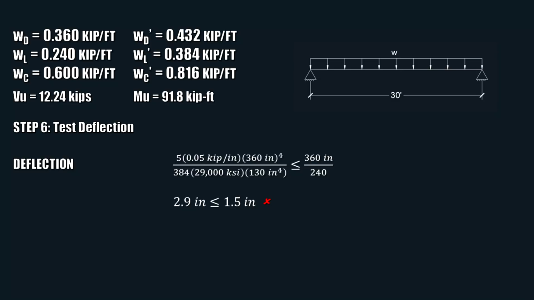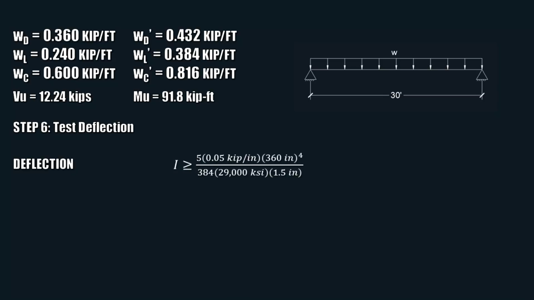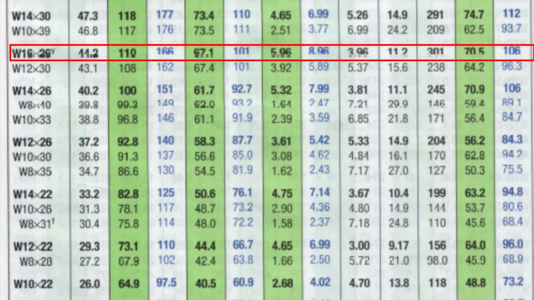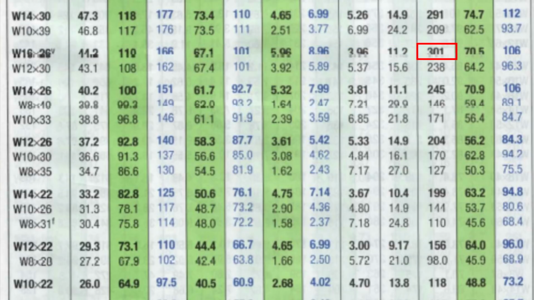So we need to pick a stronger one. Through the magic of algebra, we can find that Ix must be greater than or equal to 251 inches to the fourth, so we head back to our steel manual and select a new beam. This W16x26 seems to fit the bill, with an Ix of 301 inches to the fourth. And since it's a stronger beam than the other one, we don't have to go back and recheck shear and moment, since we already know it'll pass them.